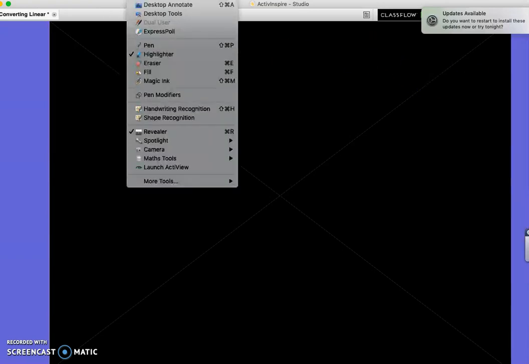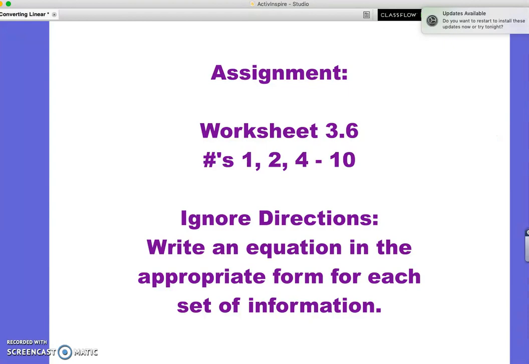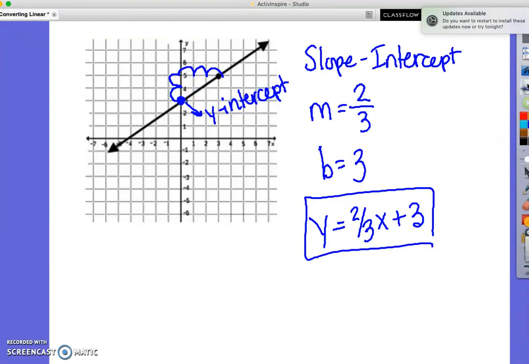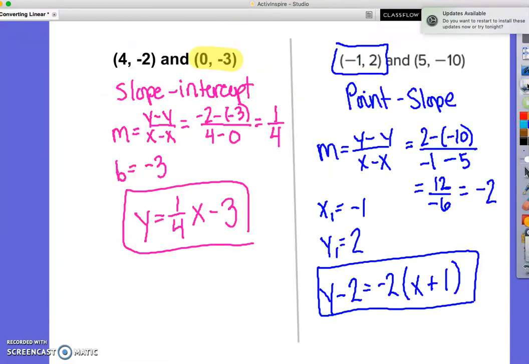So I'm going to go back here a little bit. Like here, you are given the y-intercept, so you can do some math and write an equation in slope-intercept form. Here you are not given the y-intercept, so you would have to write it in point-slope form of that one point and finding the slope.